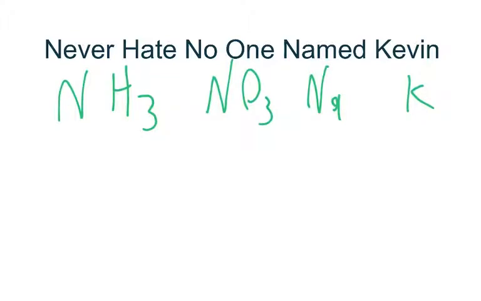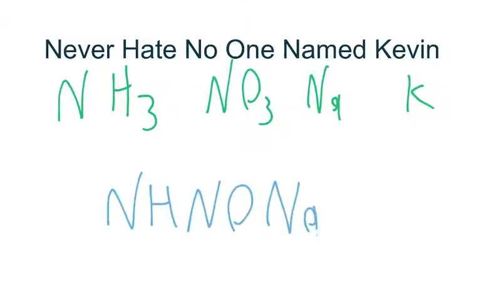So that's just an easy way to remember it. So you write it down. Never hate no one named Kevin. And there, it's an easy way to remember the basic solubility rules, that if any of these 4 cations are present, then it is completely going to dissolve, and it's completely soluble.